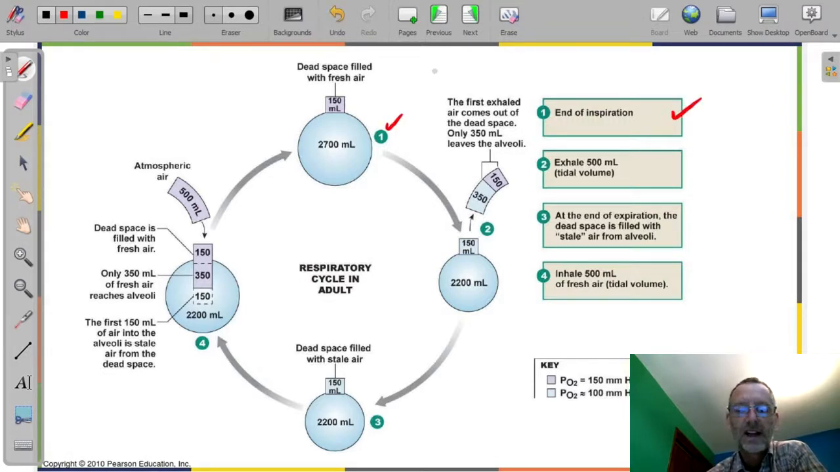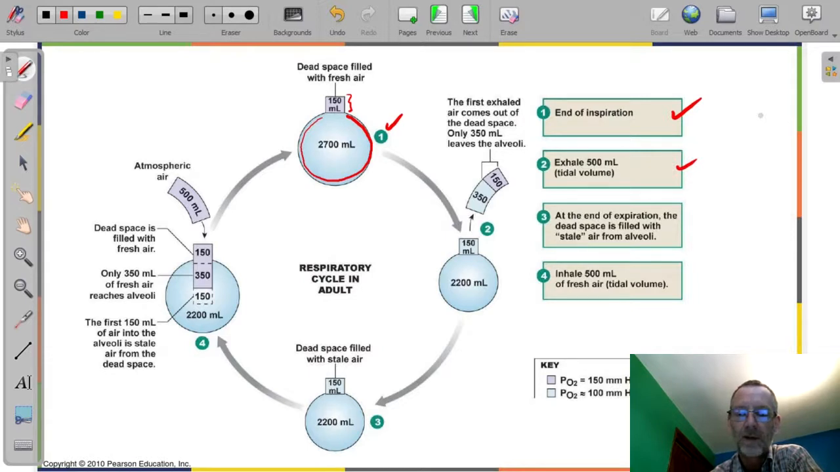And this is at the end of inspiration. So this is representing the volume in lungs at the end of inspiration. Those are all the alveoli. That's the balloon, if you will, of the lungs. And it's 2,700 mils. We inhaled, and here is the 150 mils that is in the dead space. Okay, and then we go to exhale.